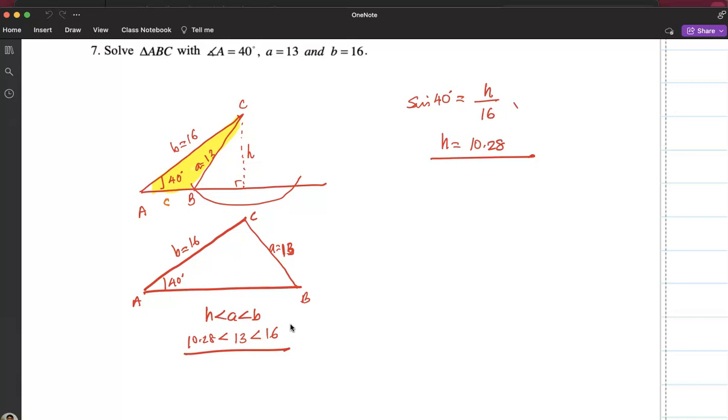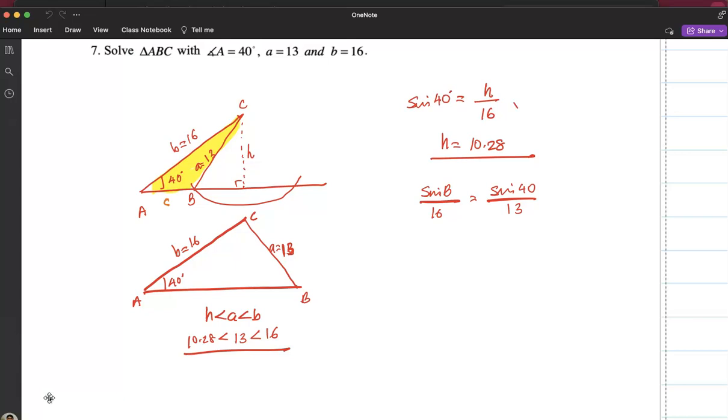Let me just set this up. Suppose you take the first triangle. So sine B upon 16 is equal to sine 40 over 13. So now if you do that, it will be sine inverse, open brackets, 16 into sine 40 upon 13. If you do this on your calculator, you get 52.